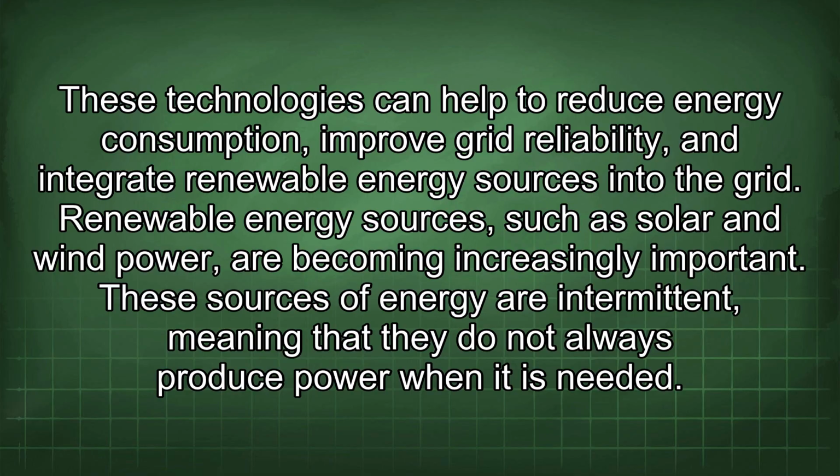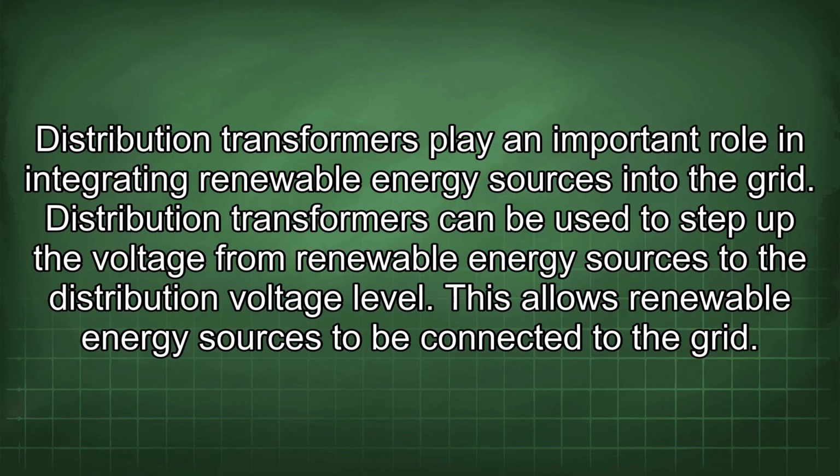Renewable energy sources, such as solar and wind power, are becoming increasingly important. These sources of energy are intermittent, meaning that they do not always produce power when it is needed. Distribution transformers play an important role in integrating renewable energy sources into the grid. Distribution transformers can be used to step up the voltage from renewable energy sources to the distribution voltage level. This allows renewable energy sources to be connected to the grid.